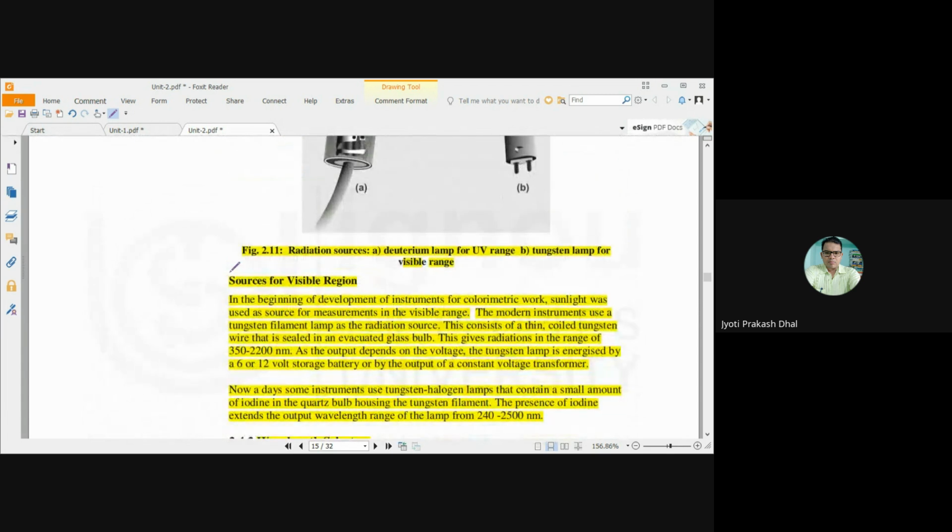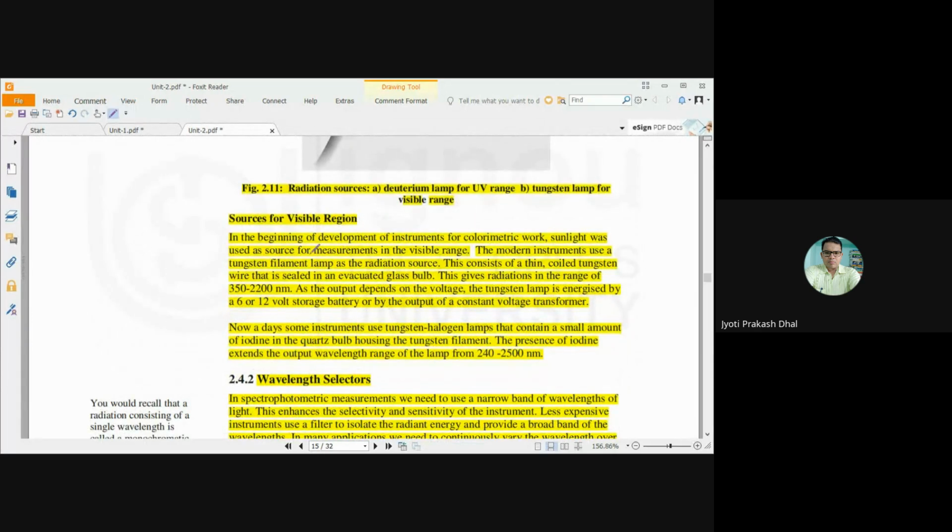That means when the scanning takes place above 375 nanometer, the light source will be changed, so the light will come from a source of the visible region. In the beginning of the development of colorimetry instruments, sunlight was used as the source of visible region. But nowadays, modern instruments use a tungsten filament lamp as the radiation source. This consists of a thin coiled tungsten wire sealed in an evacuated glass tube.